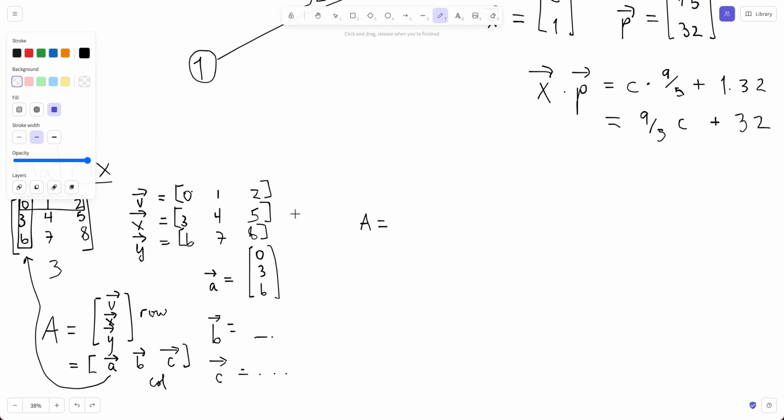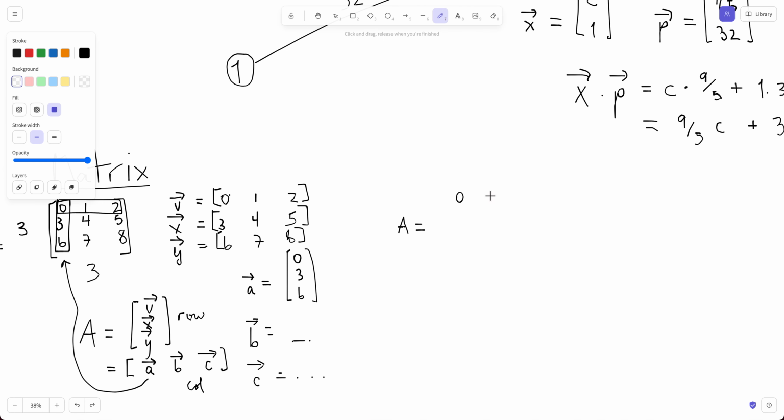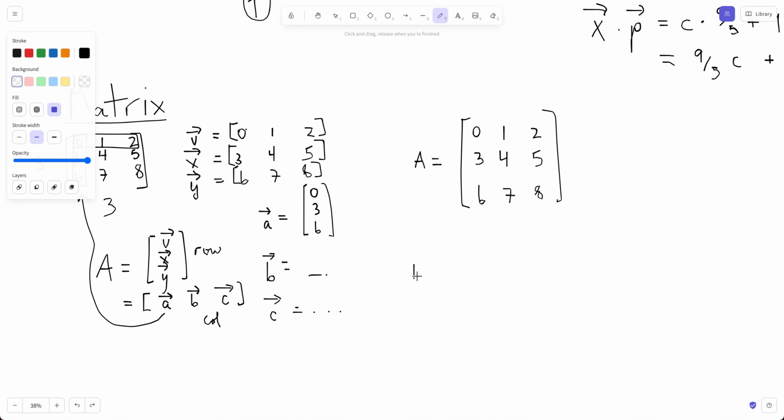So I'm going to, I think it was, yeah, just 0, 1, 2, 3, 4, 5, and 6, 7, 8. So this was our matrix. Now I'm going to make another matrix, for, actually I'm just going to continue. I'm continuing, I'm not copying.